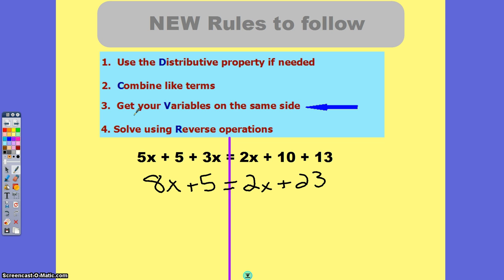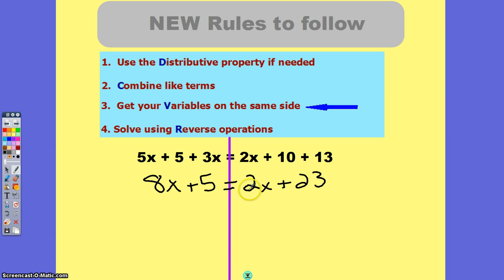So now we are on to step 3. Get your variables on the same side. So we have an 8x on the left side and a 2x on the right side. You have 2 different options that you could do. Think of these as in 2 separate rooms. I have a room over here and I have a room over here. The x's need to hang out together. So it doesn't matter if the 2x goes over to this room to hang out with the 8x, or if the 8x walks over here and hangs out with the 2x. The point is they need to hang out together. So it doesn't matter which way you do it.